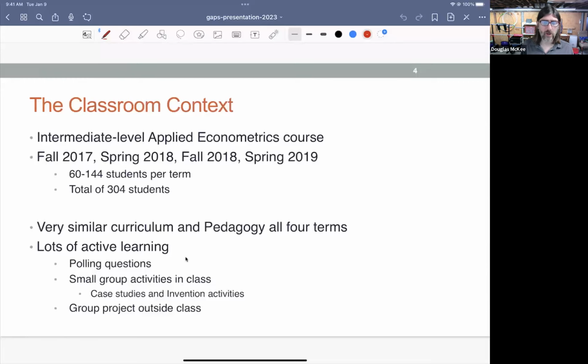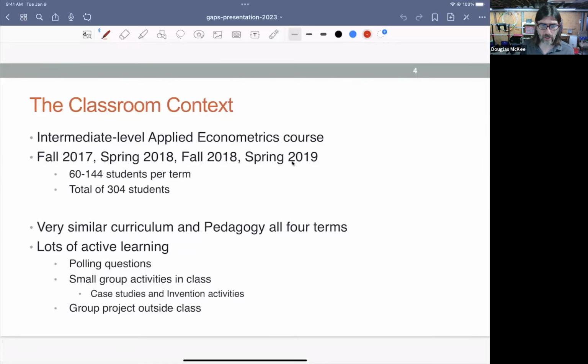The curriculum's nearly identical in all four terms, and the pedagogy is quite similar. I always change something when I teach, but sometimes it's a major thing and other times it's a minor thing. Between fall 17 and spring 2019, there are not major changes. In all four semesters, the class has lots of active learning.